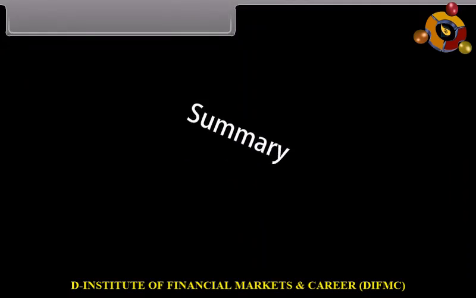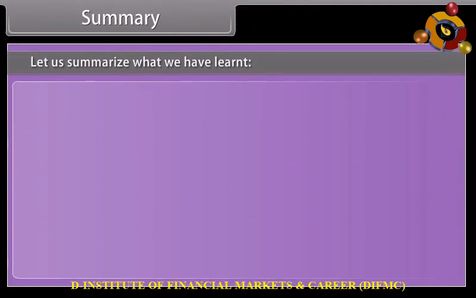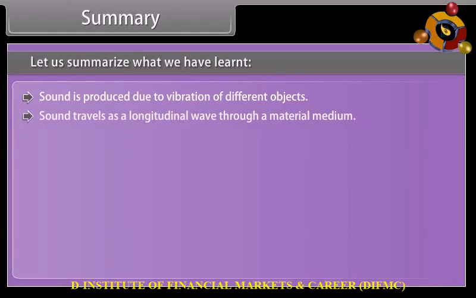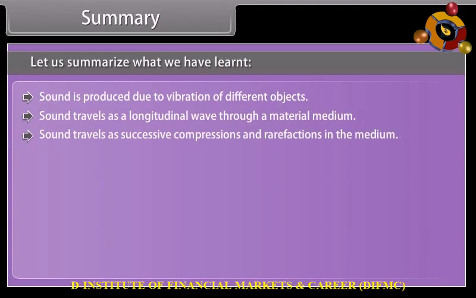Summary. Let us summarize what we have learned. Sound is produced due to vibration of different objects. Sound travels as a longitudinal wave through a material medium. Sound travels as successive compressions and rarefactions in the medium. Sound cannot travel in vacuum.